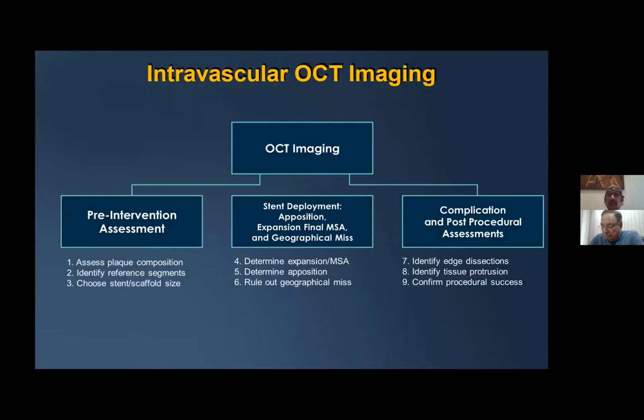So OCT imaging is not that you put in the stent and then you put in the catheter. OCT imaging has to start with a pre-intervention, because we need to assess everything pre-intervention. We need to do OCT imaging while we have two wires in, when we do balloons, and then also during the procedure. And then post-procedurally, of course, it's very important. So all three steps are extremely important in OCT imaging.